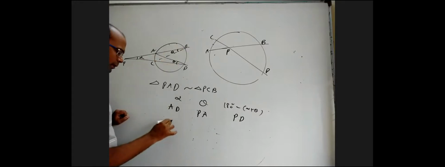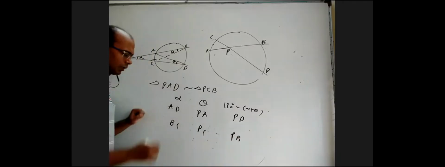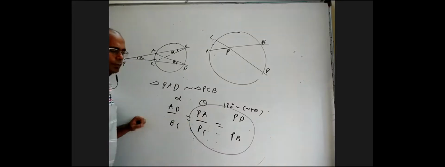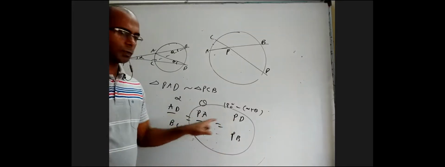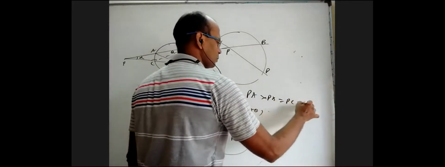And here, in the big triangle PBC, what is opposite to alpha? BC. What is opposite to theta? PB. What is opposite to 180 minus alpha plus theta? It is PC. This by this is equal to this by this, equal to this by this. Now when we equate here, PA into PB equals PC into PD. That is also the power theorem. PA into PB is equal to PC into PD.